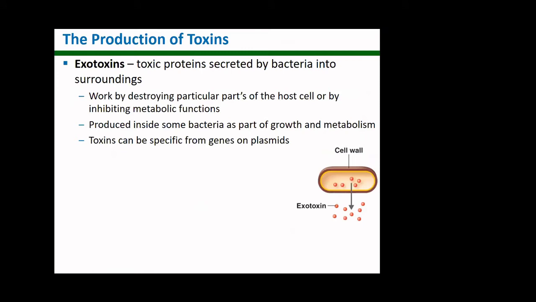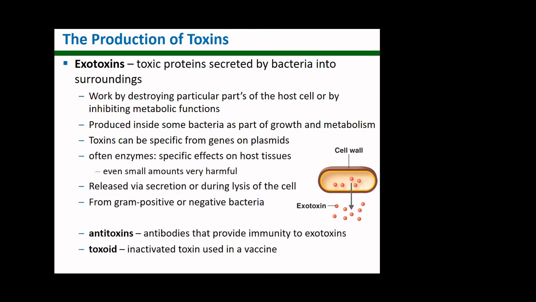So most of the time, these are enzymes secreted by bacteria into their surroundings, right? They change the metabolic functions of cells in the environment, right? Sometimes the genes for toxin production can be on plasmids, and they can be transferred from one cell to another. Gram-negative and gram-positive bacteria can make toxins.